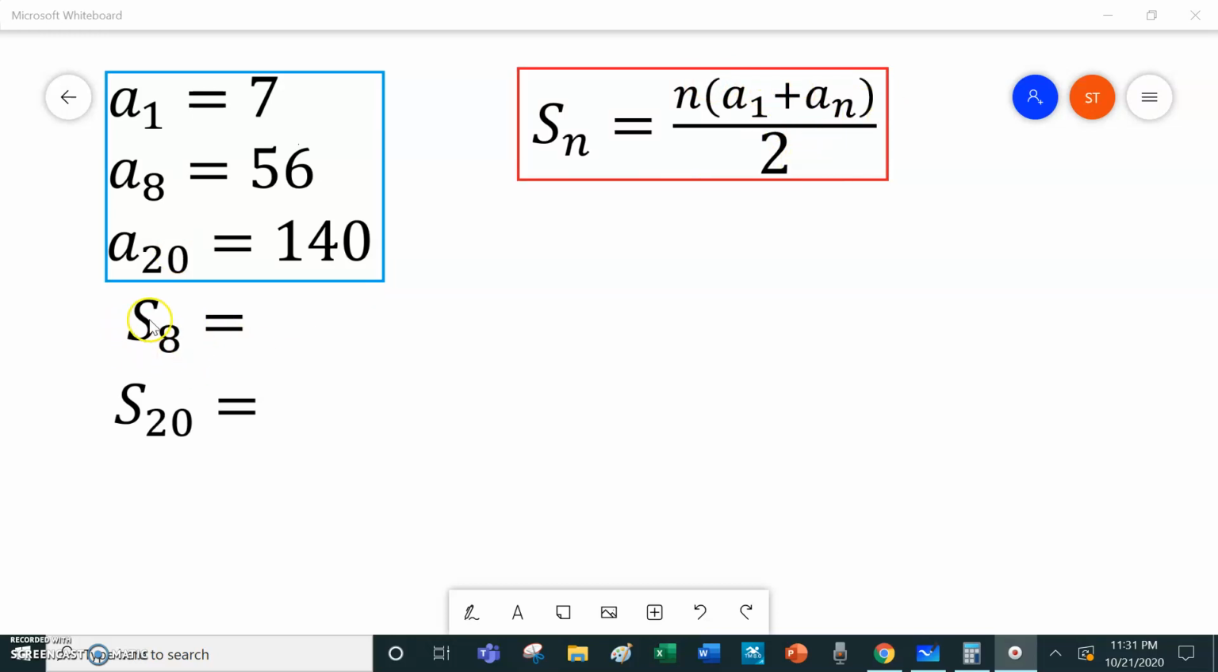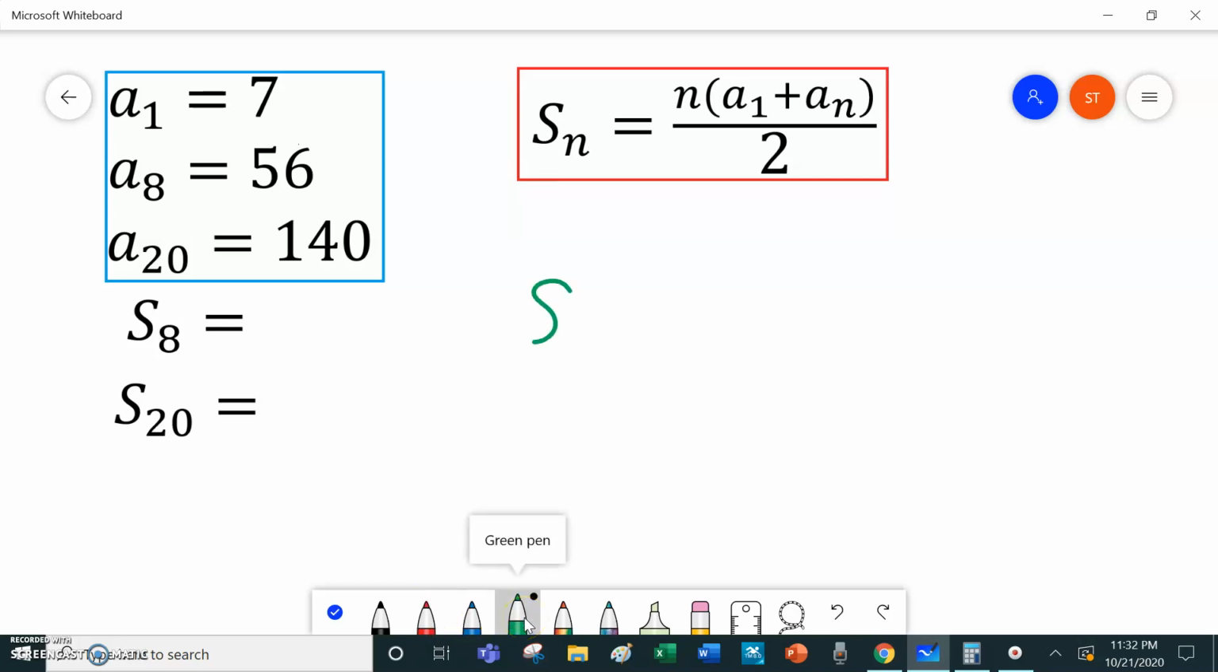So if I'm looking, in this case, for the sum of the first 8 terms of the series, I need the value of my first term, I need the value of my 8th term, and then I need to know the number of terms that I am looking for. So in this case, if I'm rewriting this formula, I have S8, so I'm using that target. N would be 8, I'm looking to add up the first 8 terms.